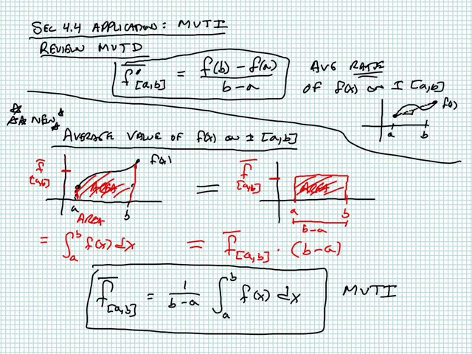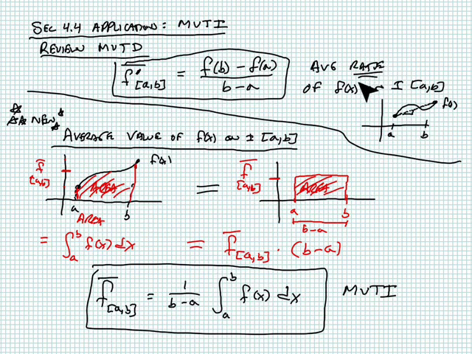Now, notice the difference between the mean value theorem for integrals and the mean value theorem for derivatives. For the mean value theorem for derivatives, we're finding the average rate of a function. And the average rate of the function on some closed interval from a to b is going to be the slope of the secant line. What's different here is that for the mean value theorem for integrals, I'm not looking for the average rate, I'm looking for the average value. And so those are the key words there.